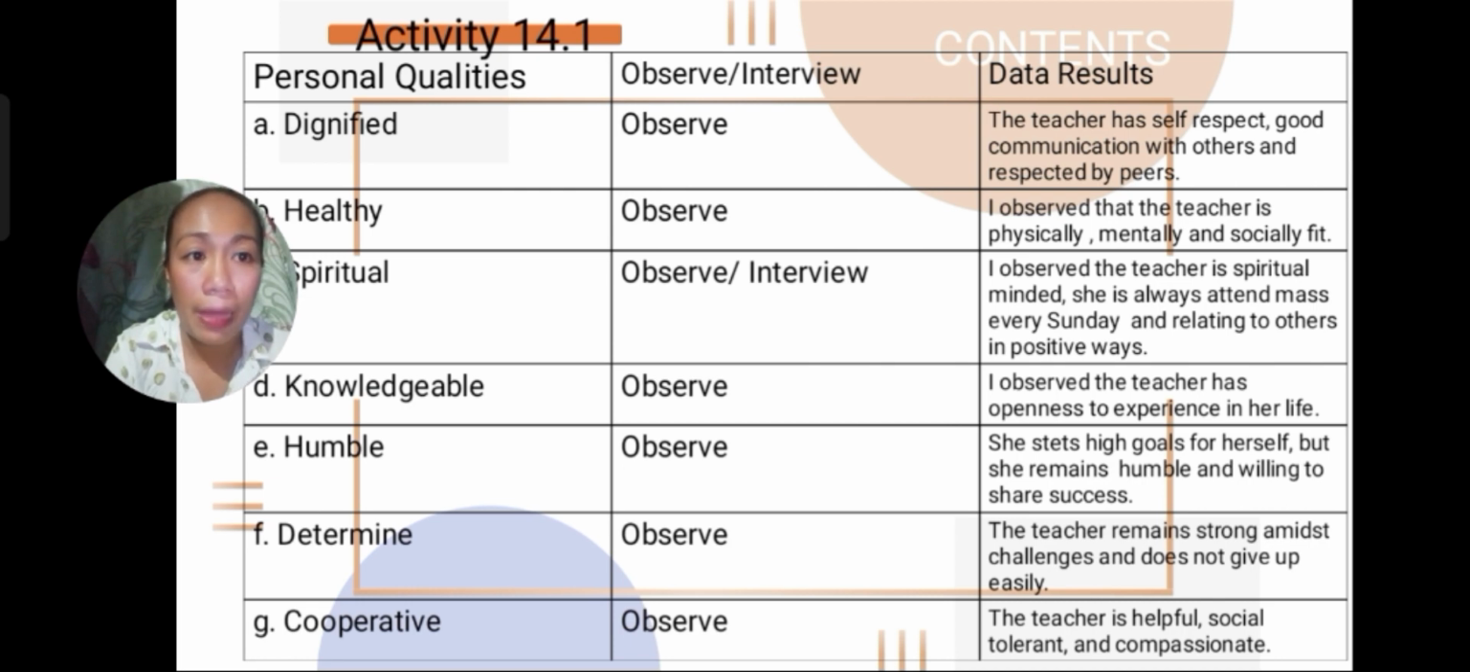And the fifth is humble. She sets high goals for herself, but she remains humble, willing to share success. And next is determined. The teacher remains strong amidst any challenges and does not give up easily. And the last is cooperative. The teacher is helpful, socially tolerant, and compassionate.